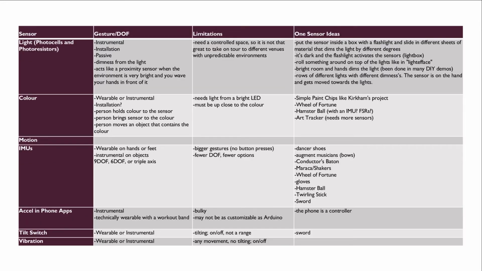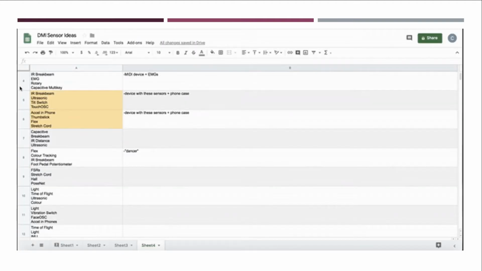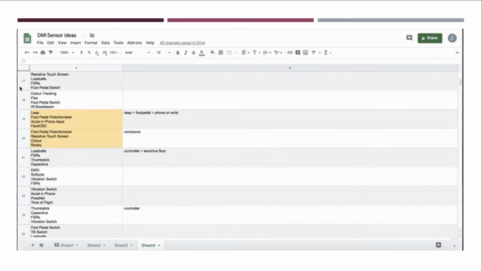I then used the information for the possible gestures and limitations to come up with ideas for DMIs that used one type of sensor, but I found that keeping it to one type was very difficult. Sometimes I would think of an idea and automatically want to add other sensors to the design. So after coming up with one-sensor ideas, I moved on to thinking about ideas that contained two sensor types, then three, then four. I did this with a Max MSP patch that stores and outputs lists of random sensors. And what I found is that with the 3-sensor group and the 4-sensor group, it was more and more challenging to come up with DMI ideas.